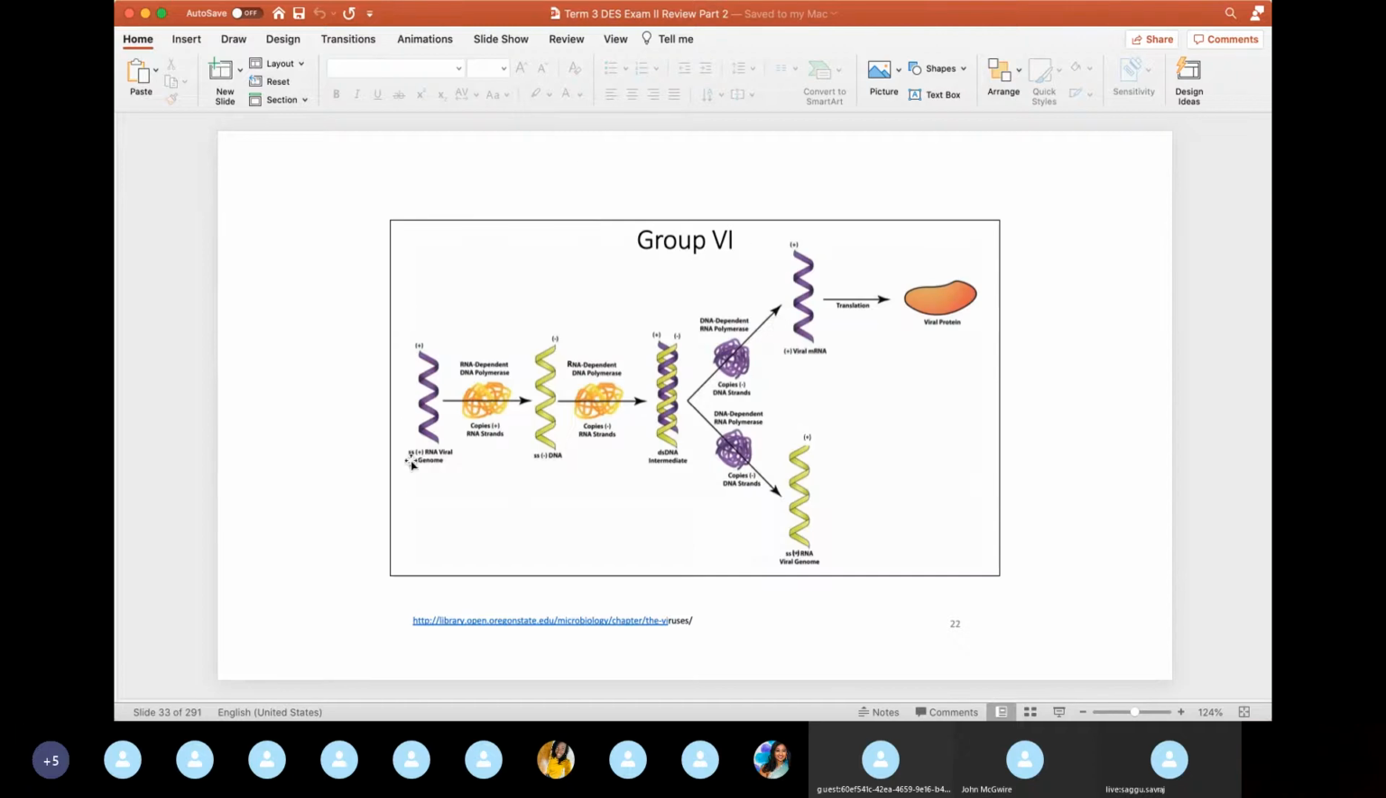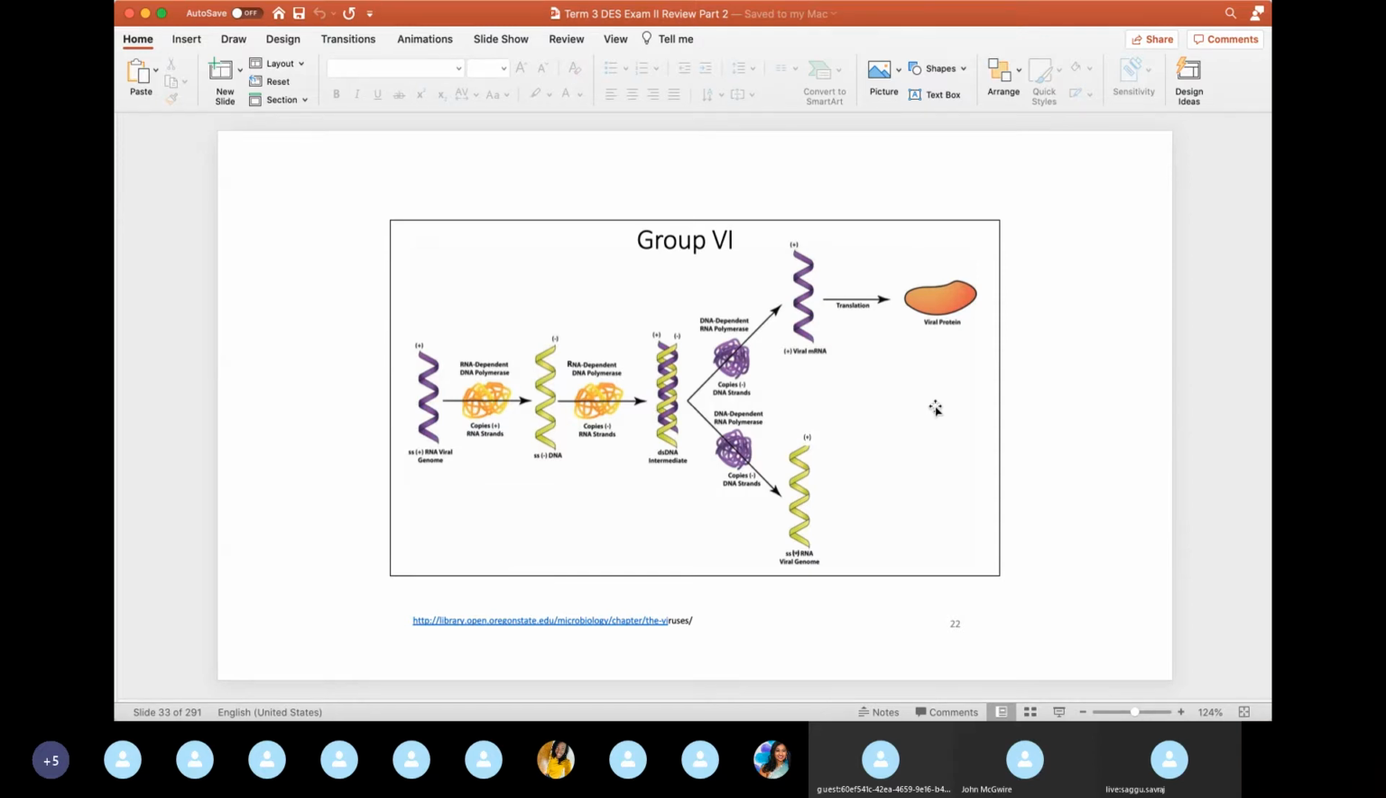Example, rabies. Group 6, so you have a positive single-stranded RNA viral genome. What do you need in order for this to be converted to double-stranded DNA? High yield, RNA-dependent DNA polymerase. Your reverse transcriptase, now to make a double-stranded DNA intermediate. After you've made this double-stranded DNA, what happens? What do you need? You need, again, DNA-dependent RNA polymerase. See the difference, right? To make positive sense viral mRNA that can directly be translated into viral protein.